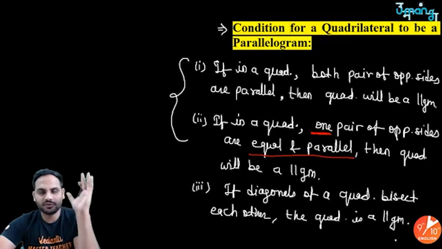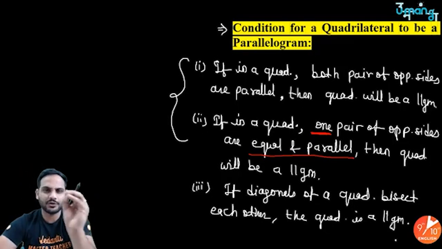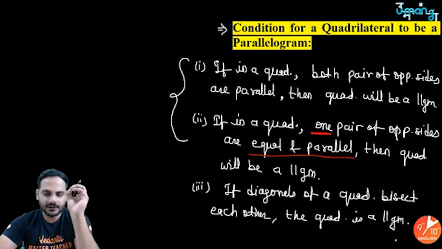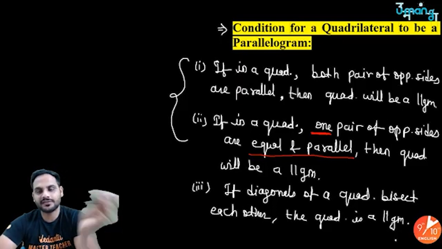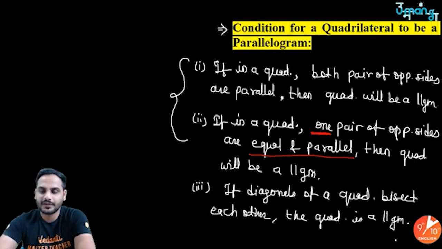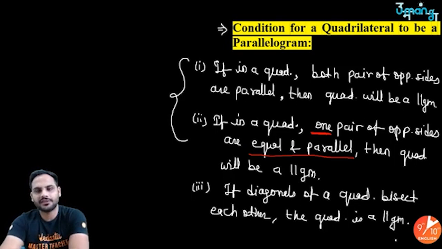Okay, so these notes, I'm telling you, you're not going to find anywhere in this form. Please take a screenshot, and these will be very helpful for you when you're solving questions that ask you to prove that this is a parallelogram, prove that this is a rectangle, prove that this is a rhombus, all that. So these are the conditions. Any one of these three must be satisfied, then you can say a quadrilateral is a parallelogram.